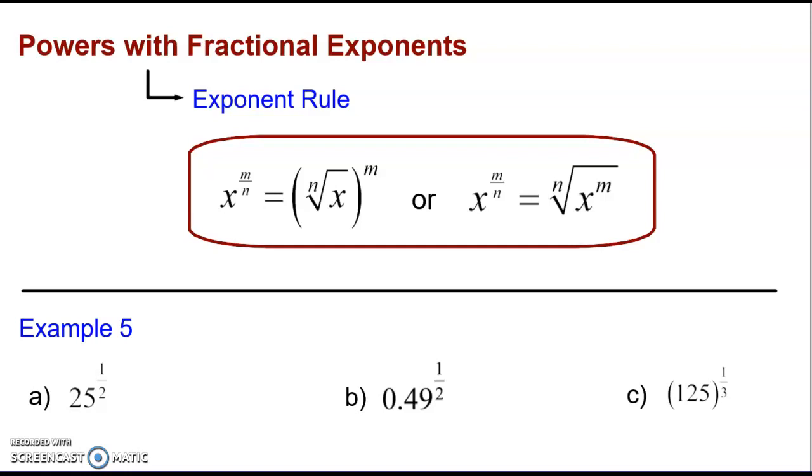Now, for this section, we're going to look at powers with fractional exponents. And our exponent rule says that when you have x to the m over n, the denominator of the fraction is the index, and the m is the exponent, which can be outside the brackets or under the square root sign. So we're going to look at some examples of this and see exactly what it means for us now.